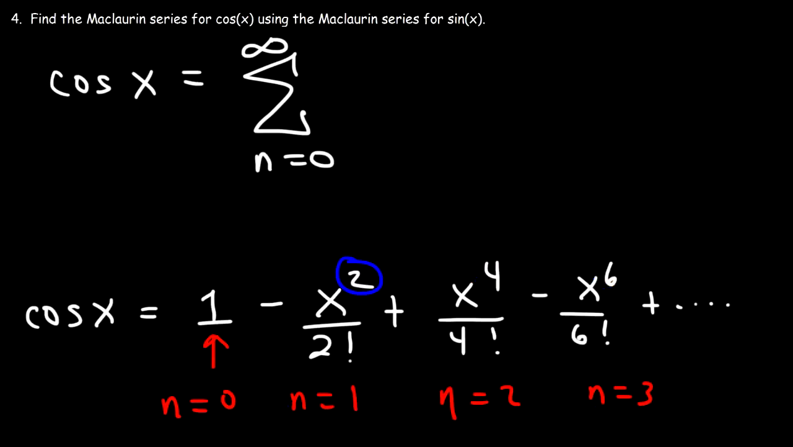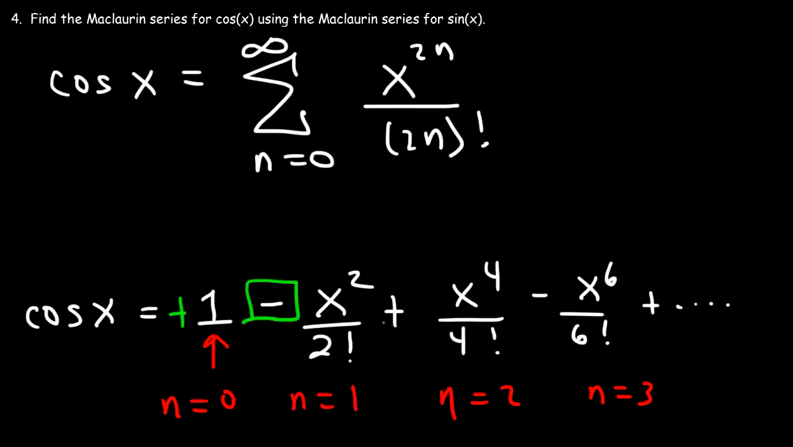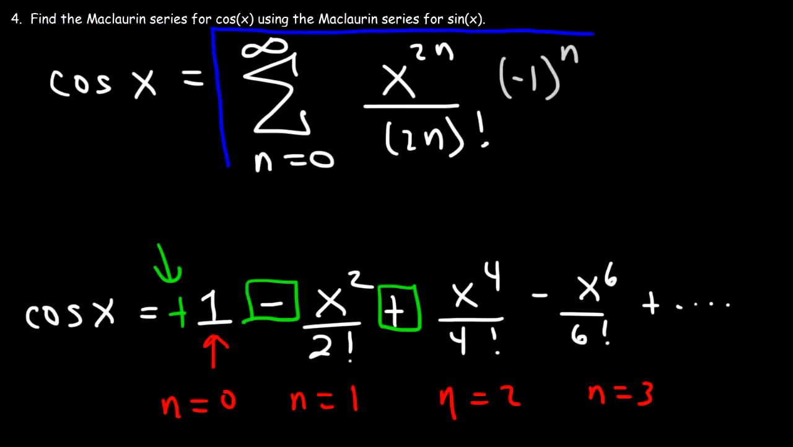So therefore, this is going to be x raised to the 2n divided by 2n factorial. The last thing that we need to talk about are the alternating signs. So the first sign is positive. So just like before, we're going to use negative 1 to the n power. So this is the Maclaurin series for cosine x.